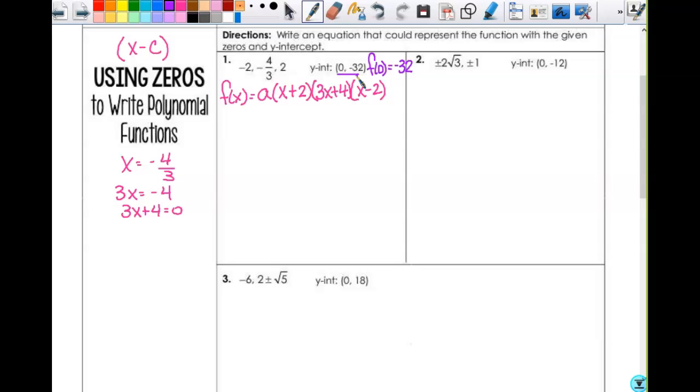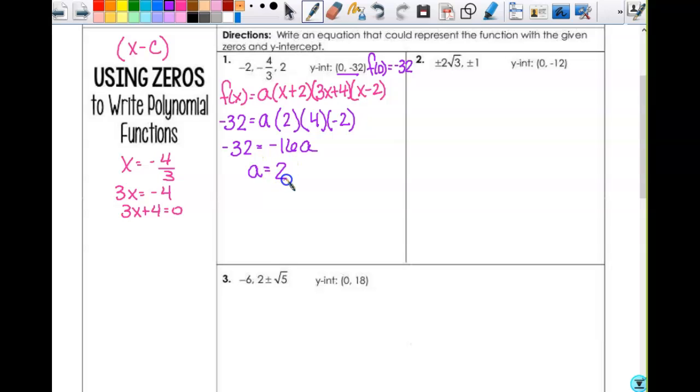So if I know that, then that means that my y is -32 when x is 0. Well, f of x is y, right? So I can say, if that's -32, then x has to be 0. So I don't know a. If I substitute 0 in for x, I get 2 times 4 times a -2, and then I only have one variable. I can figure out what a is. So that means that -32 equals, well, 2 times 4 is 8 times a -2 is -16a. So a equals what?